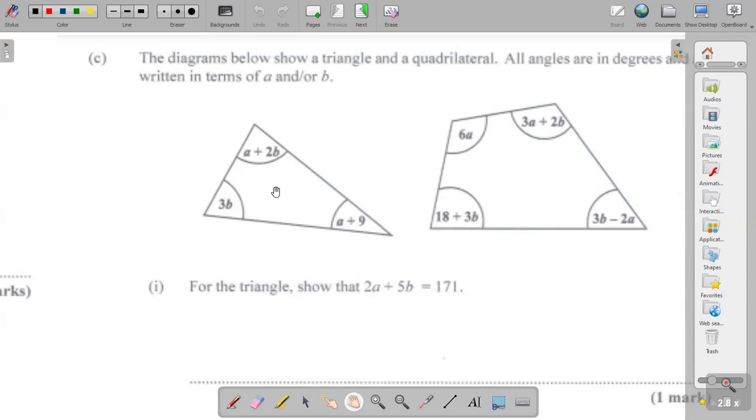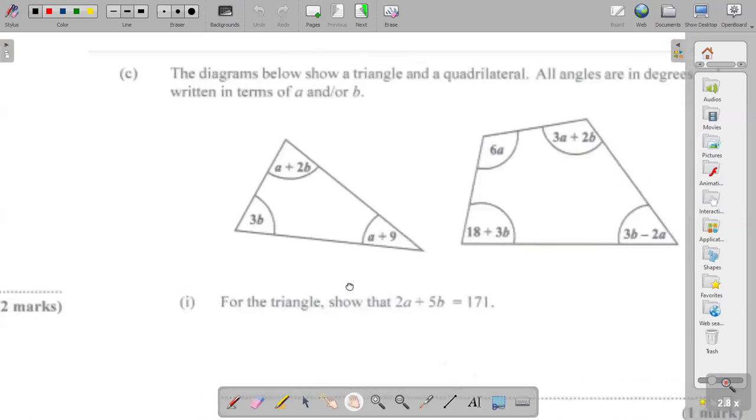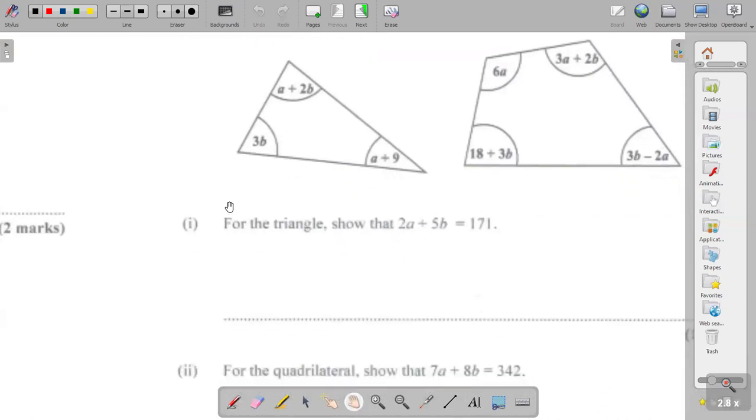Angles in a triangle add up to... people, I should be seeing the chat flooded because we should know these things, right? Okay, all angles in a triangle add up to 180. So that's the first thing you're going to write. And let's say you aren't sure, but you want to write it in words. You can literally say all angles add up to 180, but you would put 3B plus, so that's this one, plus A plus 2B, which is this one, plus A plus 9, which is this one, is equal to 180.